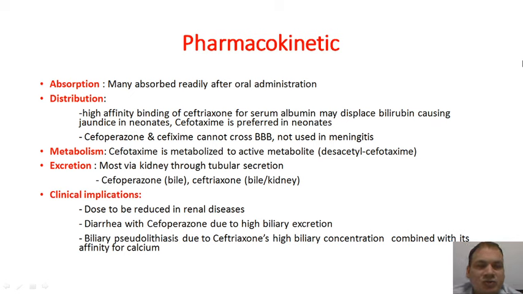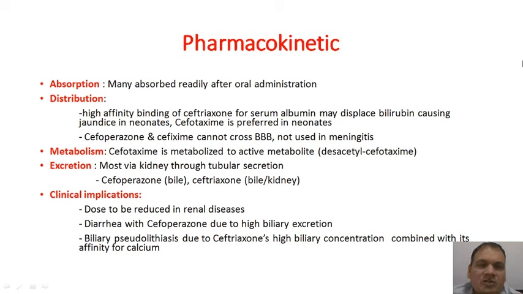Absorption: most of the oral cephalosporins which are given are readily absorbed after oral administration. As far as distribution is concerned, we have discussed two important points. One was regarding neonates, like ceftriaxone. It has a very high affinity for serum albumin, so it can displace the bilirubin, causing jaundice in neonates. So we will avoid ceftriaxone in neonates. Instead of ceftriaxone, the preferred cephalosporin in neonates is cefotaxime among the third generation.